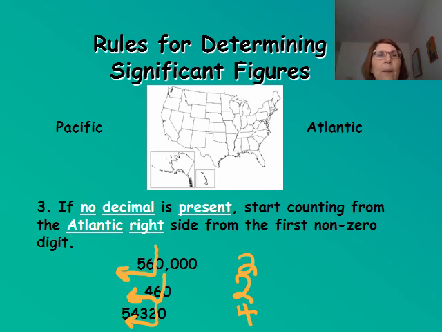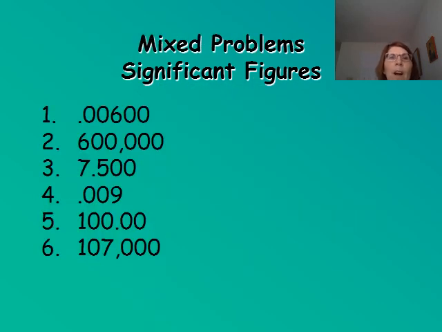So let's mix it up. For number 1 here, we have 0.00600. We're going to start counting from the Pacific left side, which means here, and going right. So that means I have 3 significant figures. For number 2, we have no decimal. So we start at the Atlantic right side and go left. Then we have 1 significant figure.